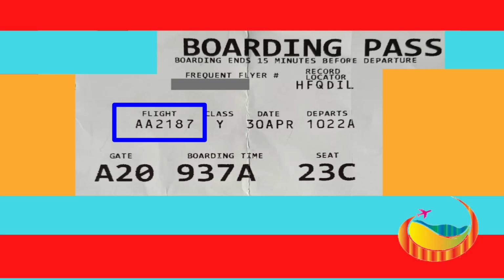Every flight is given a number. This one has AA for American Airlines. It usually has the airline designation first and then a number. This number is important because you're going to need this number in order to know what gate to go to find your airplane. And we're going to talk about that next.